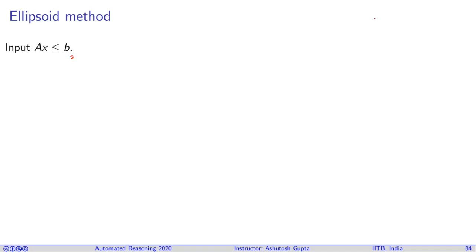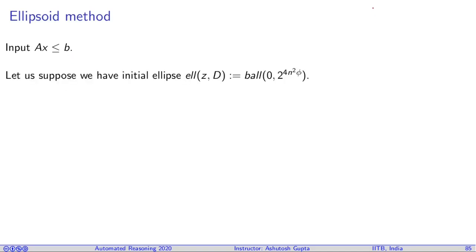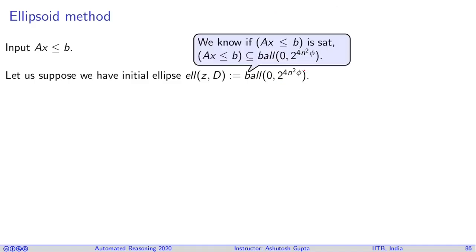When you say Ax less than or equal to b, I want to find a satisfying assignment, and we create a ball of this size. It's centered on the origin, and it has a very large radius, such that the whole of the polytope Ax less than or equal to b is bound to be inside here. Remember that all vertices should be smaller than this point, and we have assumed that the polytope is bounded, so therefore the whole of the polytope will be inside this ball. So we started with a very large ball which contains this Ax less than or equal to b.